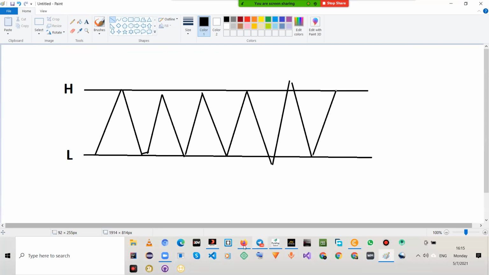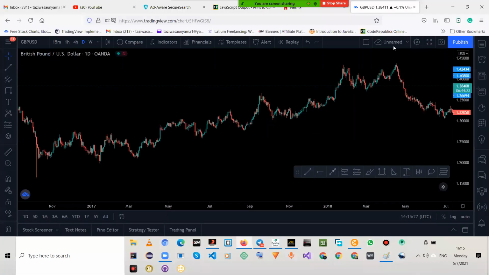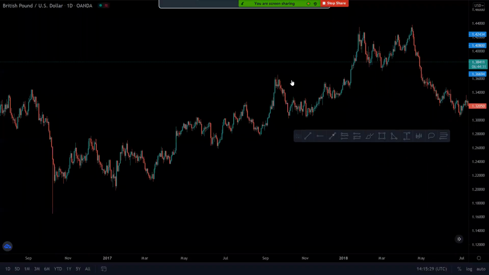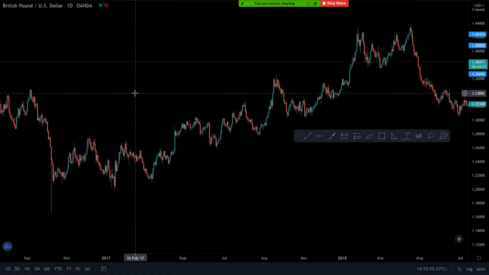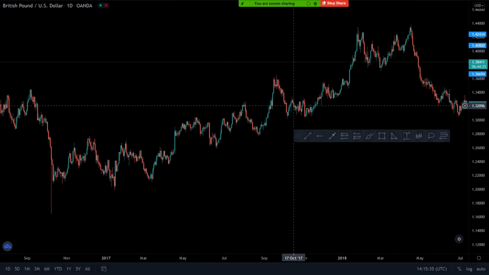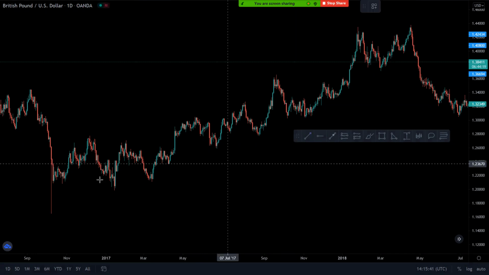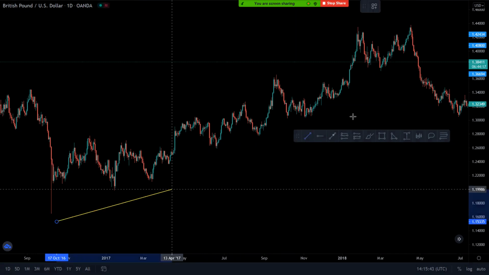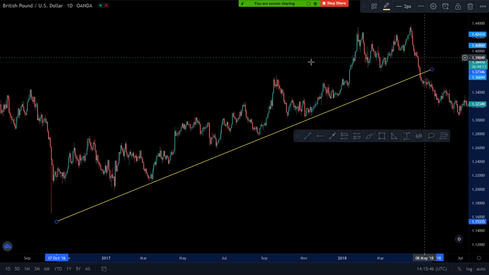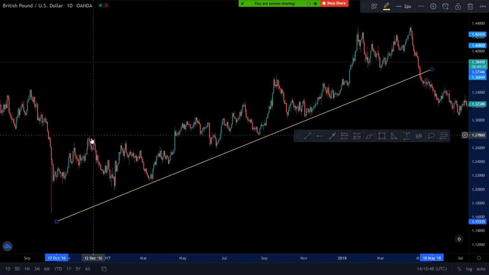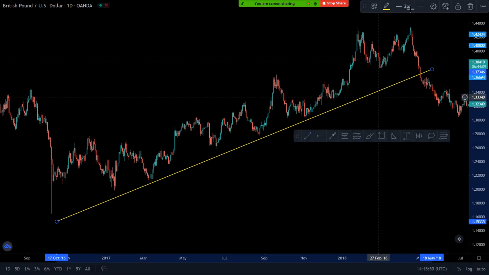So now let's get to the charts and I show you how this looks. As you can see on the chart, this is GBP USD on TradingView. I'm using TradingView right here. As you can see, the price is in a beautiful uptrend. The market structure is clearly showing an uptrend. Everything just remains the same.